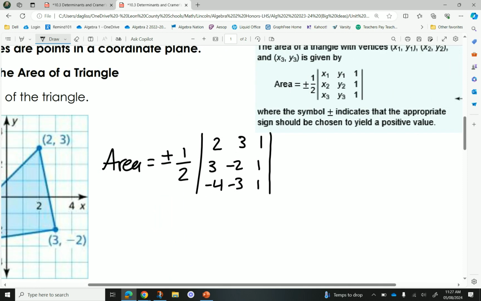We will find the determinant first and then do 1/2 of that value. So the 1/2 will be last. To find the determinant, I have to rewrite the first 2 columns. That looks like 2, 3. There we go. 3, negative 2, negative 4, negative 3.